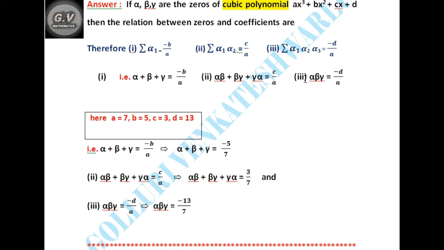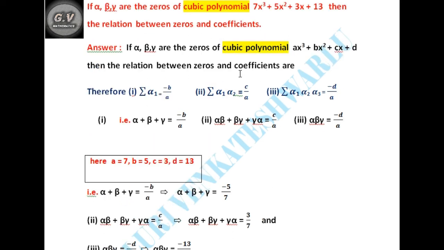Look at the third condition. Product of the zeros, nothing but sigma alpha 1 alpha 2 alpha 3, the product of 3 zeros. Here only 3 zeros are there. That's why alpha into beta into gamma, the product of zeros, is minus d by a. We need to change the symbol of d. The d value is plus 13, so we change the symbol to minus: minus 13 by 7, since the a value is 7. Here these are the relations between zeros and coefficients according to a cubic polynomial.